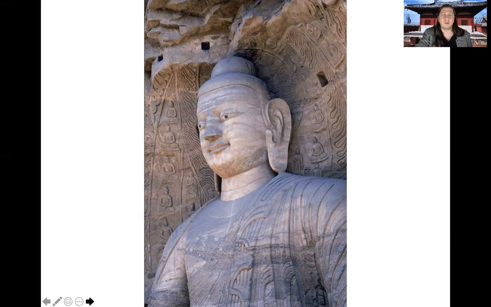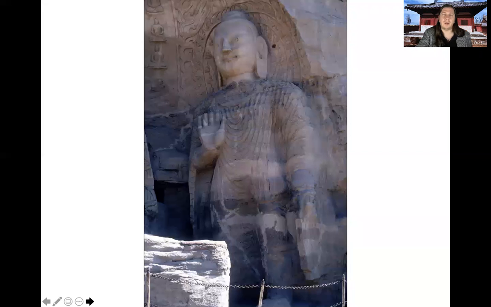Behind him, you can see that he has a halo, and those are other Buddhas. There are multiple Buddhas in the Buddhist cosmology that come at different times. So they show up quite a bit in different forms.